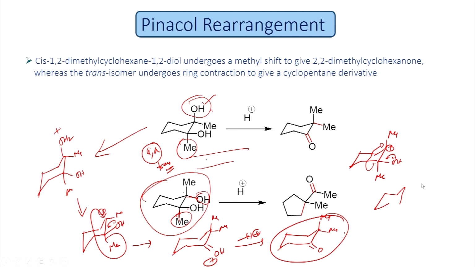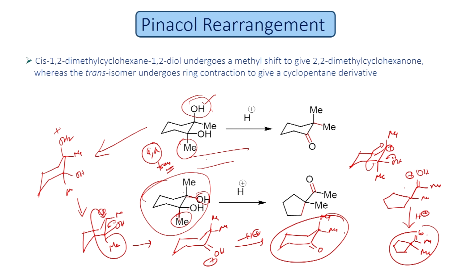In this case, you will be able to form a 5-membered cyclic compound which can lose a proton. So, you will be able to form this ketone as the product. So, this we have just seen as the case of Wagner-Meerwein rearrangement.